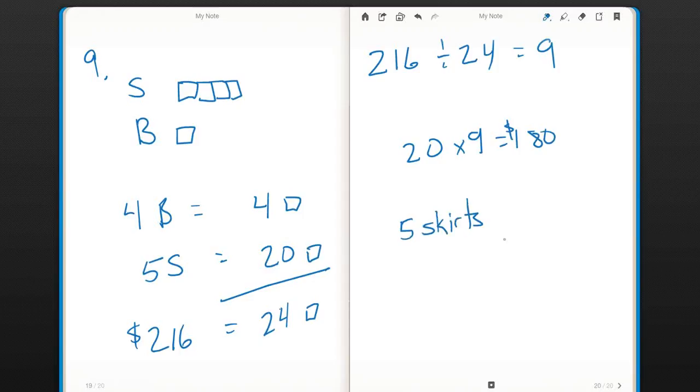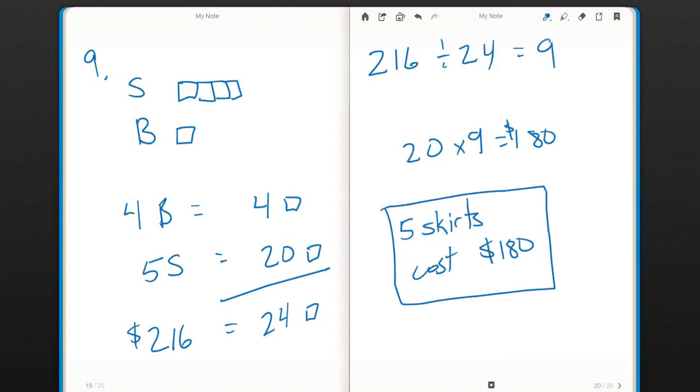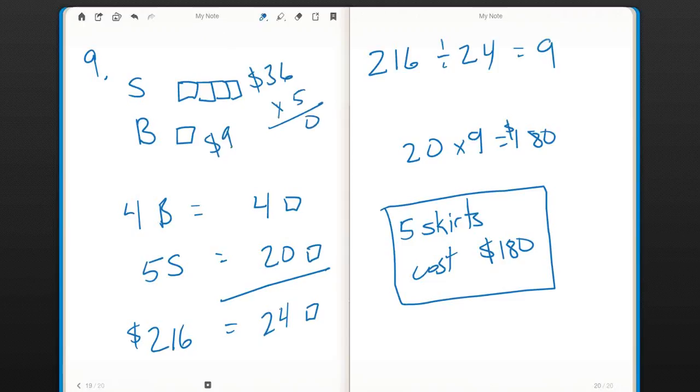Again, please get in the habit of stating your answer. 5 skirts cost $180. Nice and boxed in, so it's easy to find, is a great skill and habit to get into for a math student. Now you could go back and find the individual cost of a blouse and a skirt and write it all down. A blouse is $9, a skirt is $36, and you could do 36 times 5 to get the same answer. But why would you, right? If each square is $9 and 5 skirts cost 20 squares, you can do it the easy way.